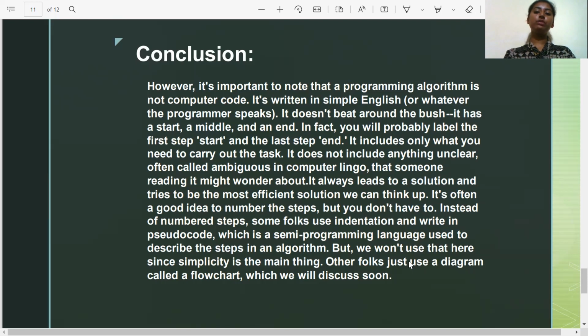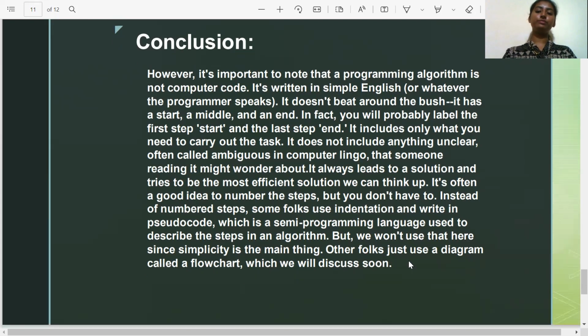Otherwise, let's just use the diagram called a flowchart, which we will discuss soon.